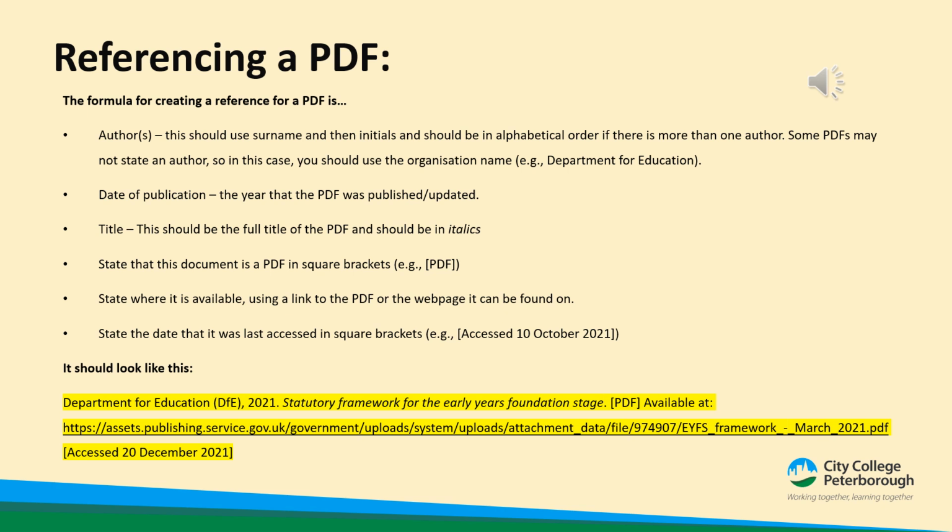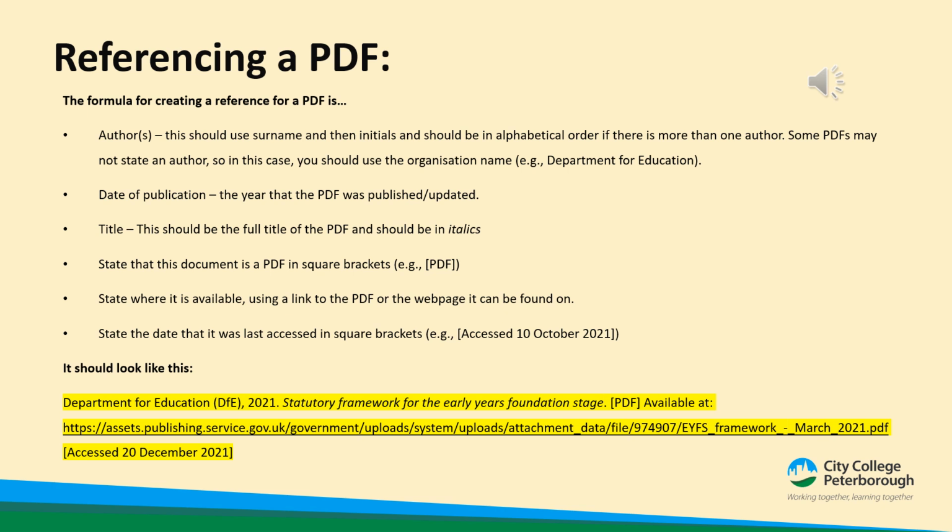Next, we list the date that the PDF was published. This is not always written on the document, but can often be found in the link if it isn't stated elsewhere. Occasionally, the PDF will not be dated at all, in which case we write no date. The full title of the PDF comes next and should be written in italics, followed by PDF written in square brackets to clearly state the type of source. The web page where the PDF is available comes next, so we write available at, followed by the PDF link or the link to the website it can be found on. Finally, state the date that it was last accessed by you, written in square brackets.